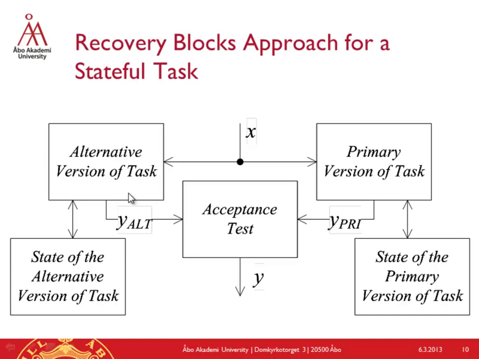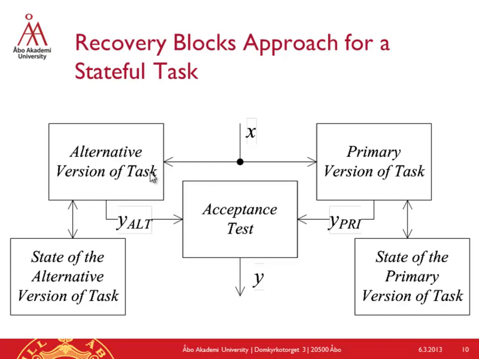An alternative version is a so-called simplified version. It might not be so optimal, so it might provide acceptable results, but with less precision, for example. But the design complexity of this alternative version of the same task is not so huge, and it allows us to verify it in acceptable time, or ensure that it will be safe to execute it.